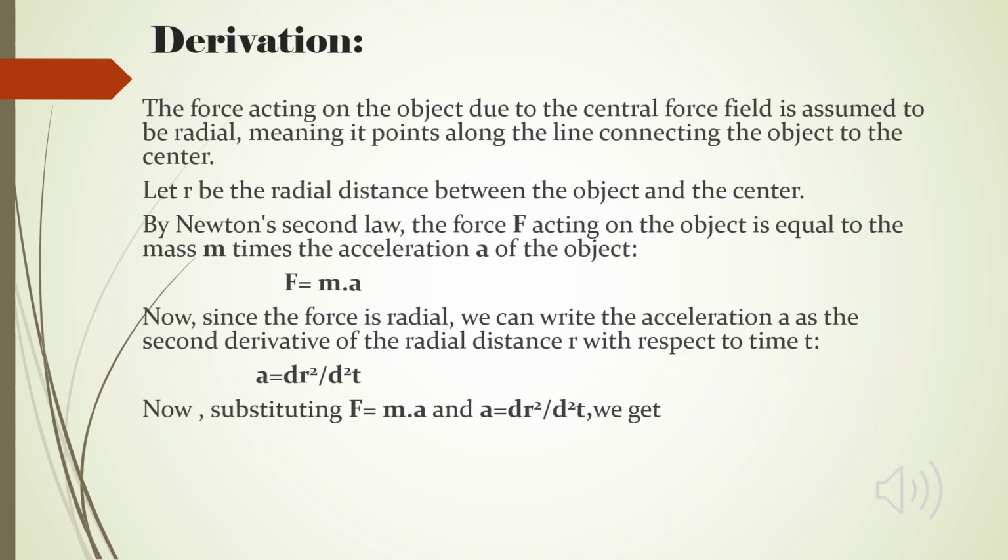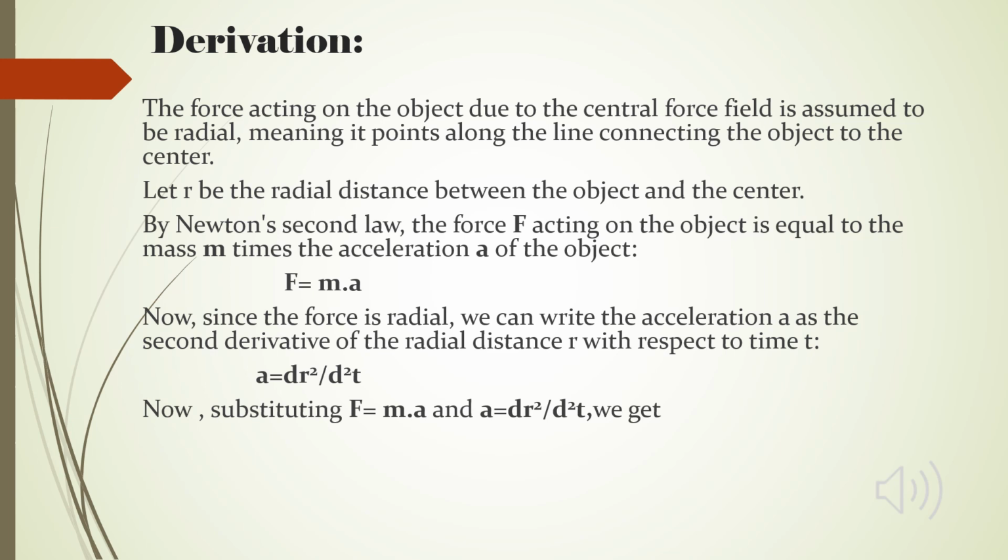Next, इसकी derivation है the force acting on the object due to the central force field is assumed to be radial. जो force central force field उसके ऊपर apply की जाती है वो radial हम assume करते हैं. Meaning it points along the line connecting the object to the center. Let r be the radial distance between the object and the center. By Newton's second law, the force F acting on the object is equal to the mass m times the acceleration a of the object. यानी कि इधर न्यूटन का सेकेंड लॉ हम अप्लाई करते हैं, F is equal to ma.